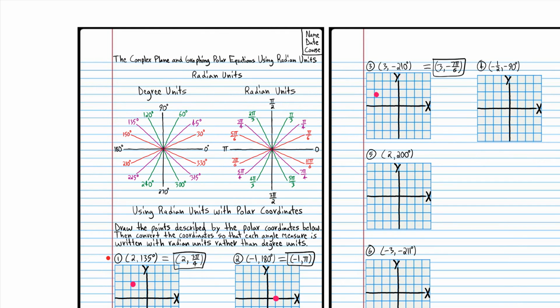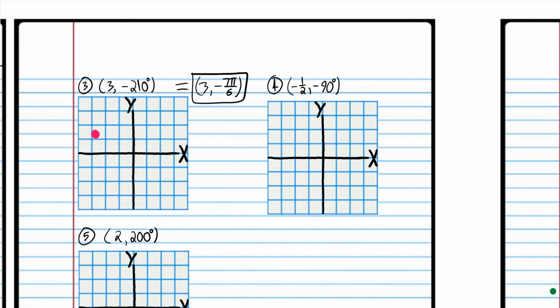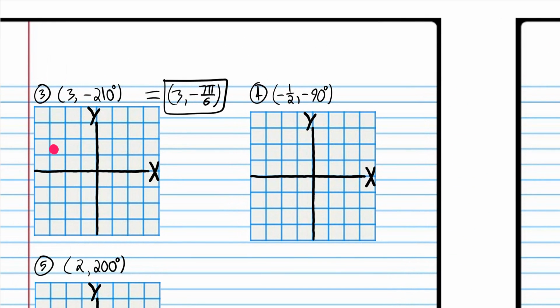Now, let's try number 4. So we're going to go to the left 1/2, and then we're going to rotate in the clockwise direction, and that's going to put us right about there. So our point is about there, roughly. And probably should move that down a little bit. So using radian units, we have -1/2, comma, -pi over 2.